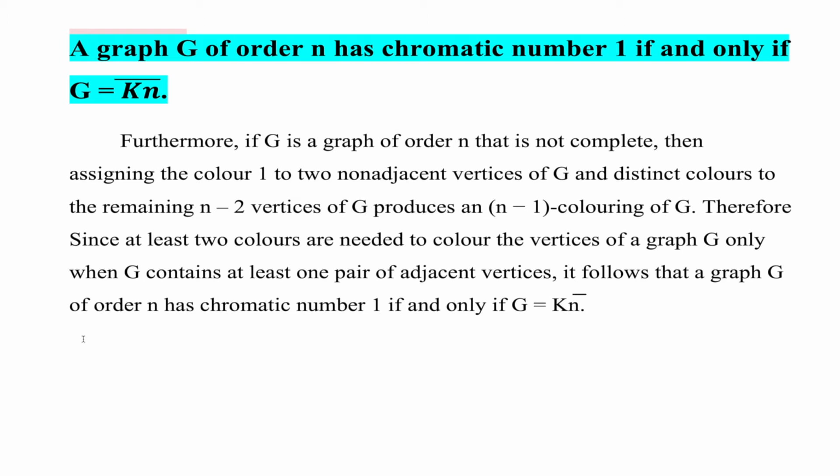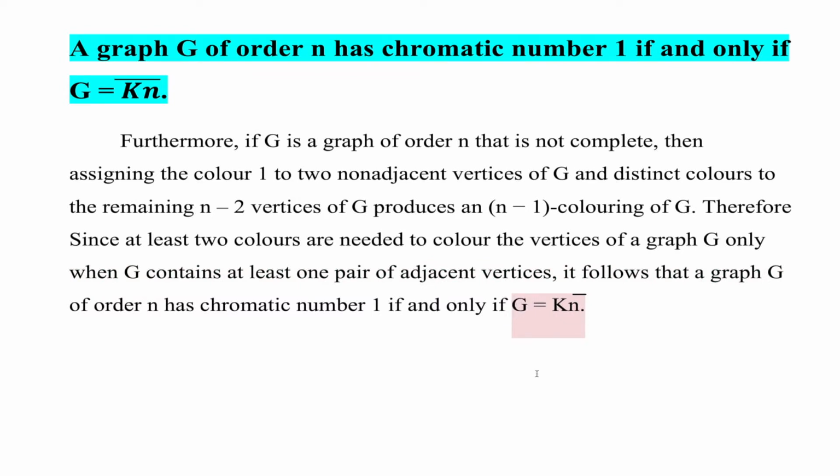Furthermore, if G is a graph of order n that is not complete, then assigning the color 1 to 2 non-adjacent vertices of G and distinct colors to the remaining n minus 2 vertices of G produces an n minus 1 coloring of G. Therefore, since at least 2 colors are needed to color the vertices of a graph G only when G contains at least one pair of adjacent vertices, it follows that a graph G of order n has chromatic number 1 if and only if G is equal to Kn complement.